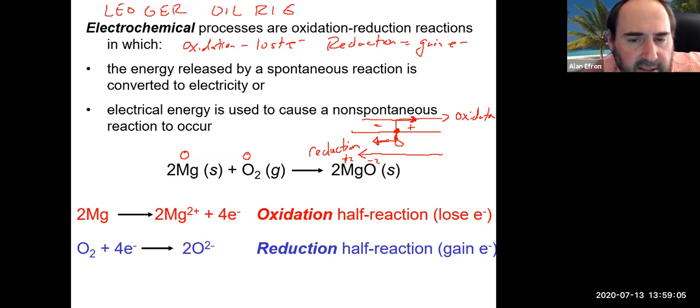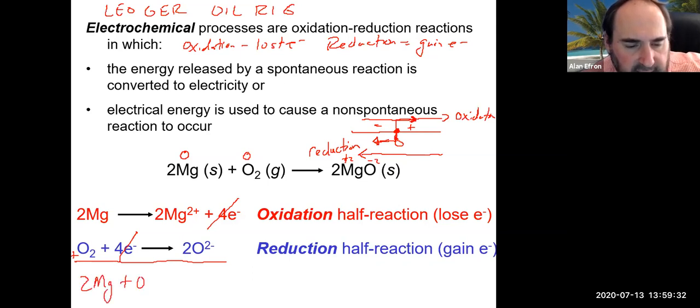They're called half reactions because essentially, if you put them back together and add them together, you get the overall reaction. And if you do that, what should always happen when you add up half reactions is the electrons should always cancel out. So they always should end up being on opposite sides. So these 4 electrons would cancel. That would leave us 2 magnesiums plus the oxygen. These 2 ions will come together to make 2 magnesium oxides. So again, that's the overall reaction.